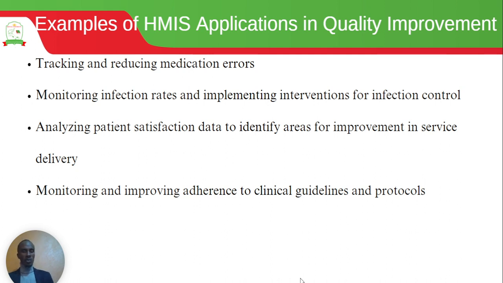So examples of how these systems are applied in quality improvement, we have tracking and reducing medication errors, monitoring infection rates, and implementing interventions for infection control, analyzing patient satisfaction to identify areas for improvement, and monitoring and improving adherence to clinical guidelines and protocols. So these systems are always interactive in nature. That's why we have sometimes even the patients being asked some questions about the satisfaction.